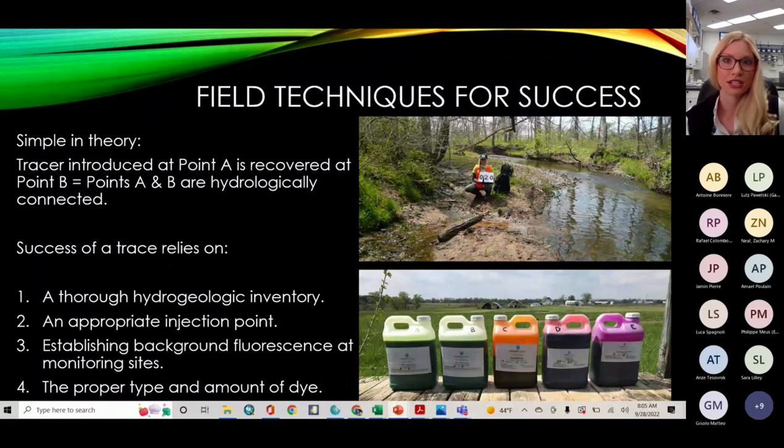Now, if you have other information, say, potentiometric surface data that tells you groundwater is unlikely to move in a given direction, then you may be able to refine your hydrologic inventory. But it is good practice to spend the time to do this, because your main goal is to recover the dye. And if you don't do that, then you cannot confirm or exclude hydrologic connection between any of these points. So definitely spend the time to go out in the field, ground truth what you're seeing in your desktop review, so that you can be sure that you are identifying not only monitoring locations, but also potential injection locations.